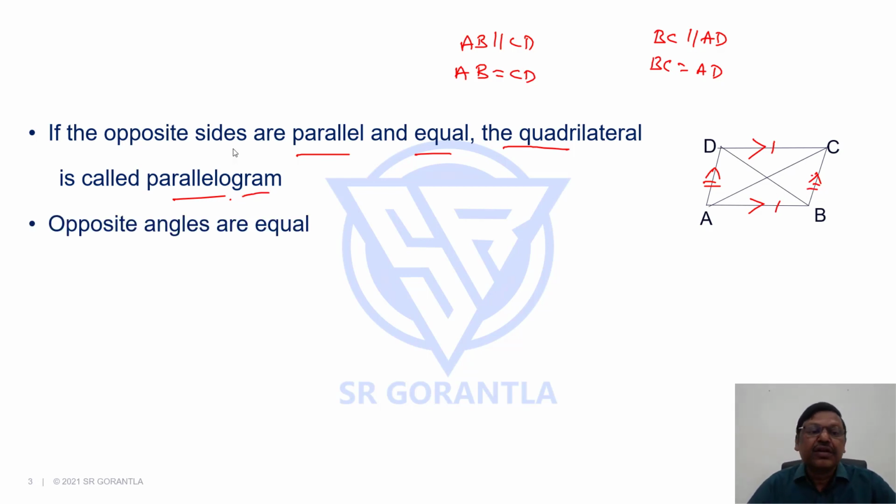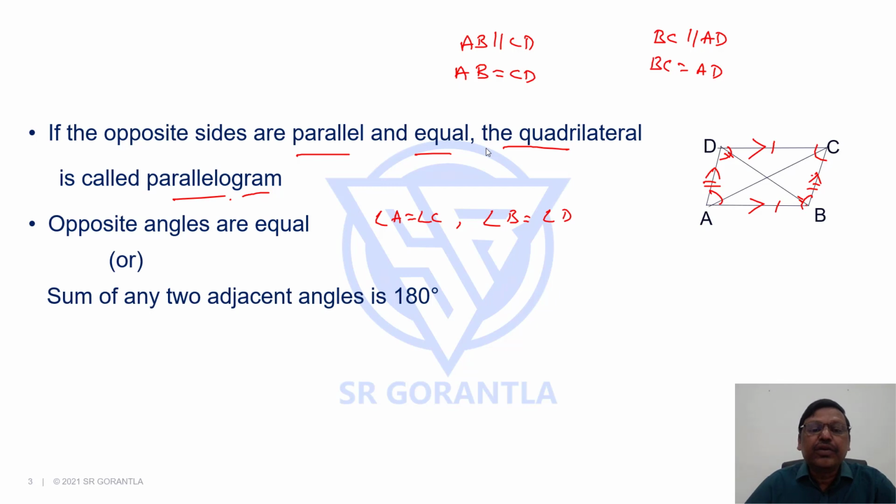And the next point, opposite angles are equal in a parallelogram. Angle A equals angle C, and similarly angle B equals angle D. These two angles are equal. Or we can say the same point as: the sum of any two adjacent angles equals 180. If I take angle A plus angle D equals 180, or angle B plus angle C will be 180.